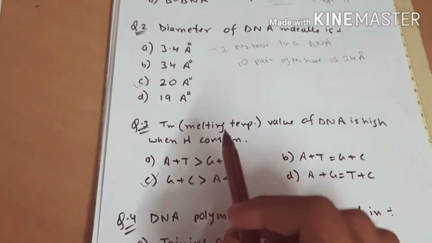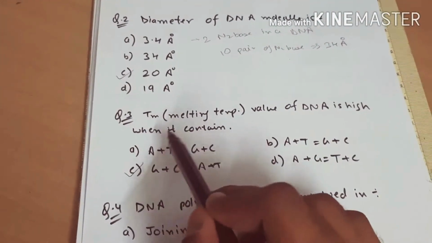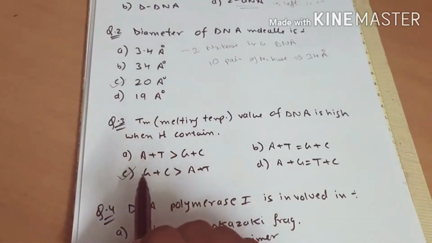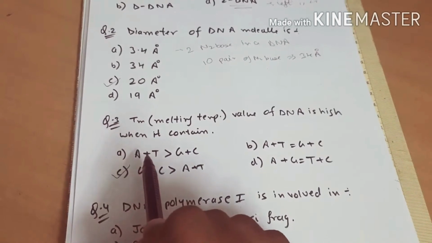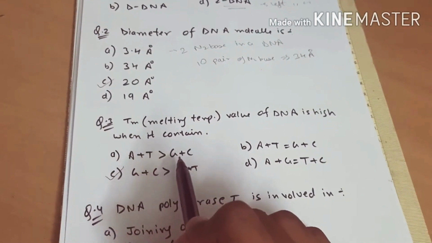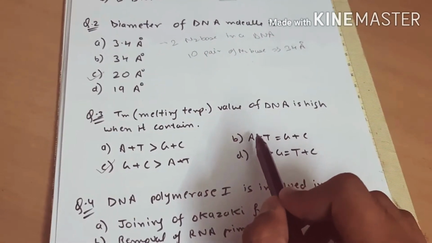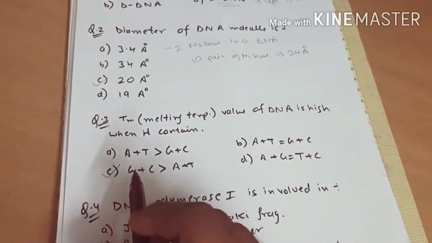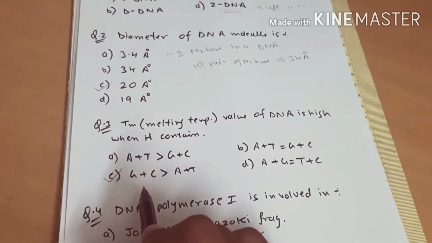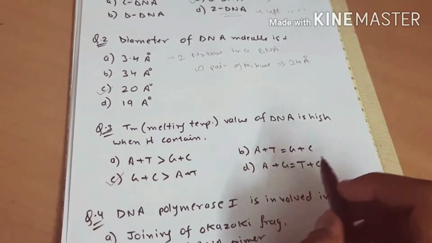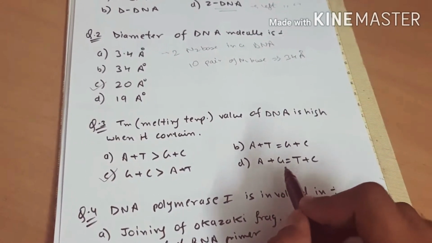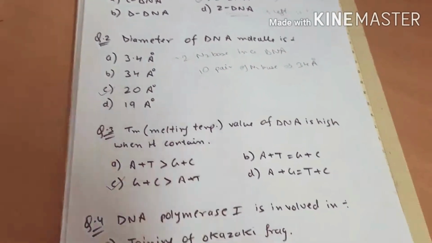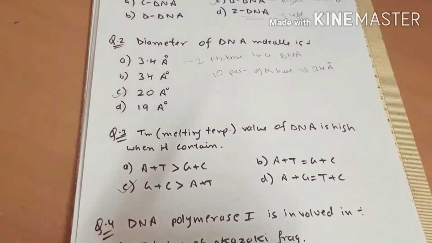Now question number 3. Melting temperature Tm value of DNA is high when it contains the amount of pyrimidines greater than purines, when the amounts of purines and pyrimidines are equal, when purines are greater than pyrimidines, or when the two are equal. The option is wrong. Here I have already marked the answer, so let's understand the concept.